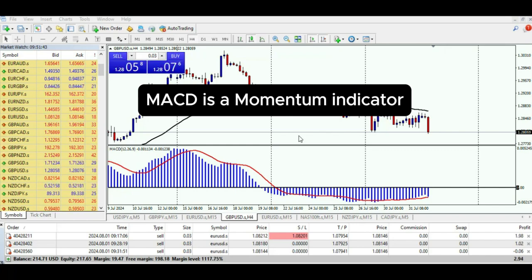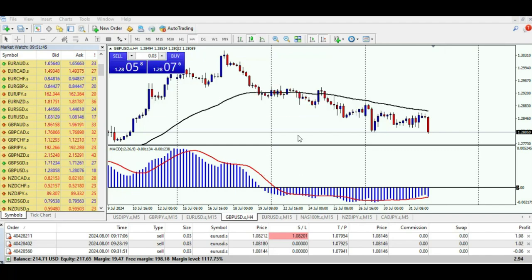This strategy, we are going to be looking at it from an intraday perspective. That means a day trading perspective. So you're going to use this strategy for scalping. You can scalp with this strategy. By scalp, I mean short trade.